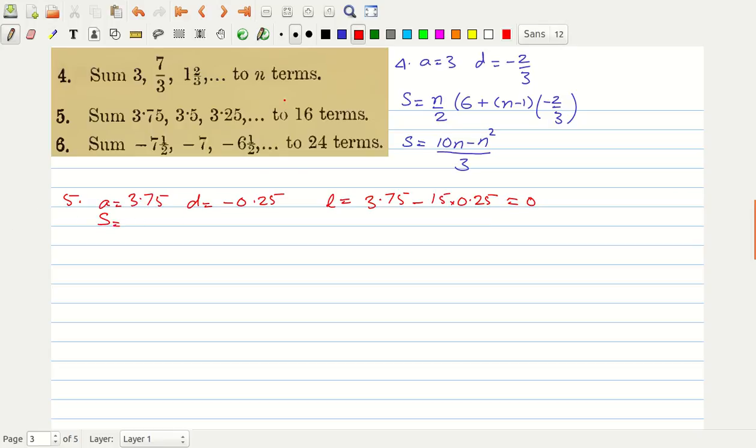So, what will be the sum? Sum will be n by 2, which is 16 by 2, 16 by 2 is 8, times a, 3.75 plus L, which is 0. So, it is 8 times 3.75, which is actually equal to 8 times 3 is 24, 0.75 times 8 is 6, so 30, right? Now let us look at problem number 6.